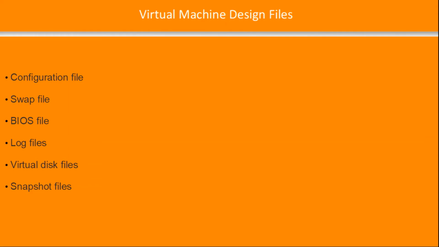The virtual machine design files include the configuration file or the VMX file, the swap file, BIOS file, the log files, the virtual disk files, and the snapshot files. In the next slides, let's take a closer look at some of these files.